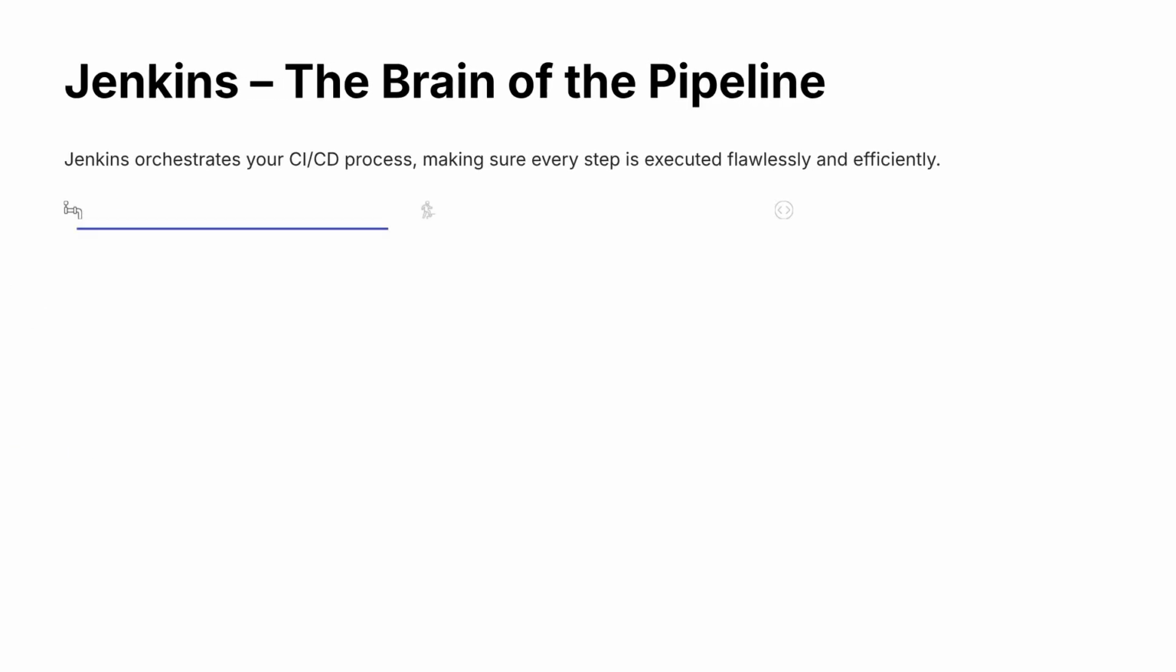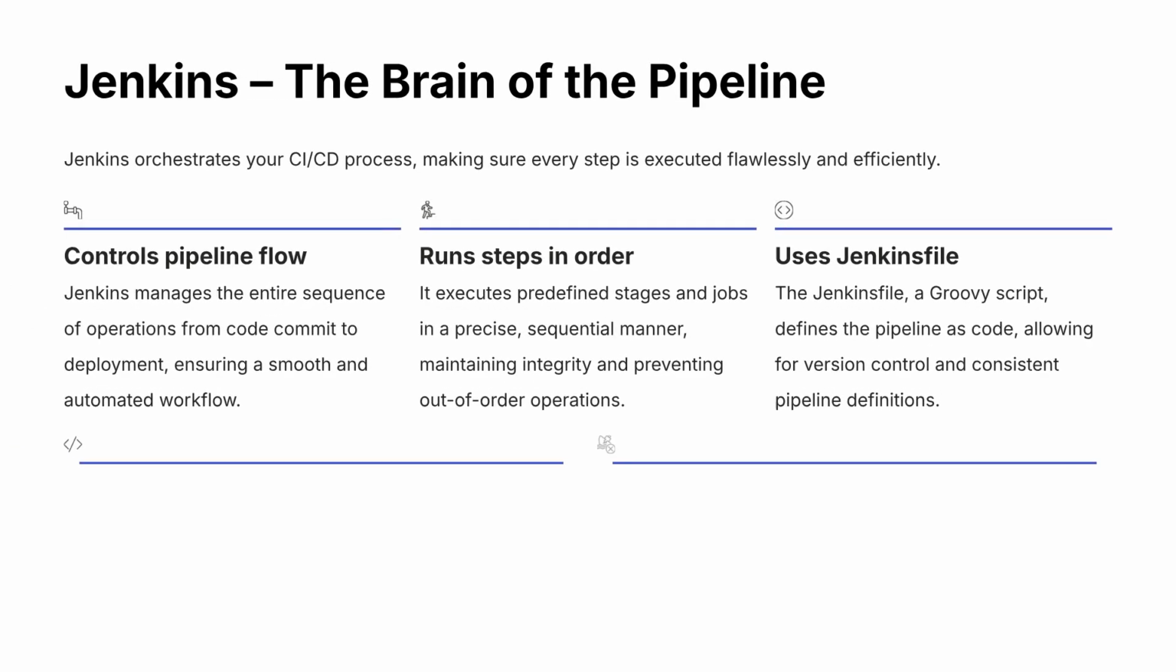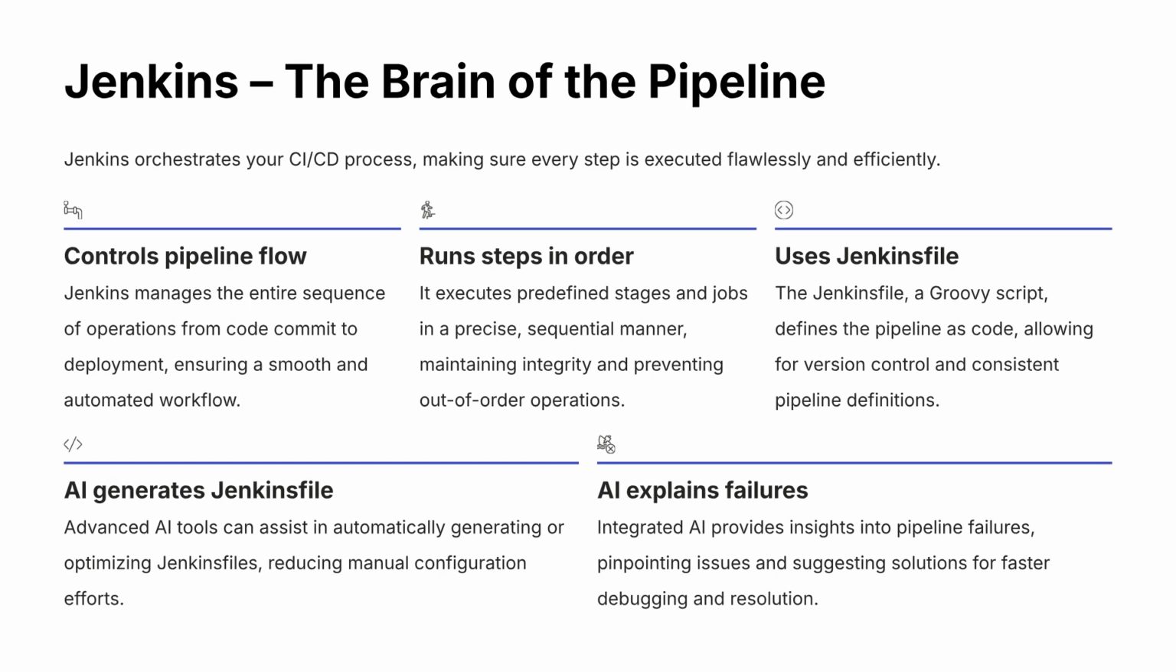Jenkins is the automation brain. It controls the full pipeline and decides what runs and when. Using a Jenkinsfile, we tell Jenkins how to build, test, and deploy. AI can help by generating Jenkinsfiles, fixing pipeline errors, and explaining failures in simple English.